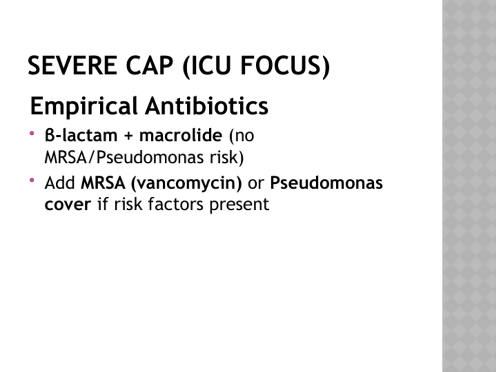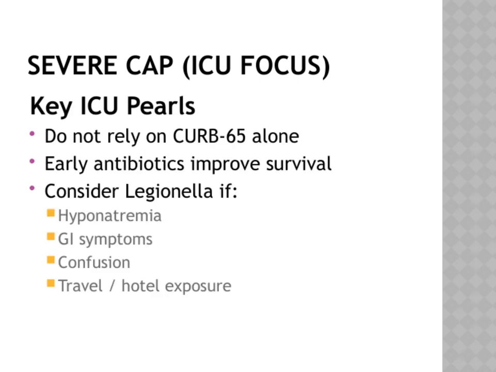Now, when we're dealing with severe community-acquired pneumonia that requires ICU admission, our approach becomes more aggressive. In these cases, broad-spectrum coverage is essential from the start to address potentially resistant or more aggressive pathogens. The key is to tailor our antibiotics based on the patient's risk factors and severity, ensuring we're covering all likely culprits. This approach helps improve outcomes and prevents complications, tying into our overall goal of effective, timely management of severe pneumonia. Let's go over some key ICU pearls to keep in mind.